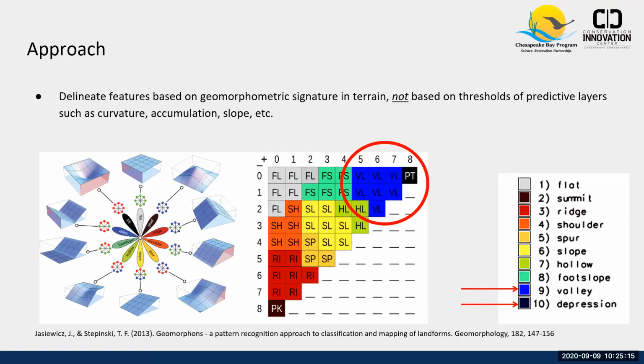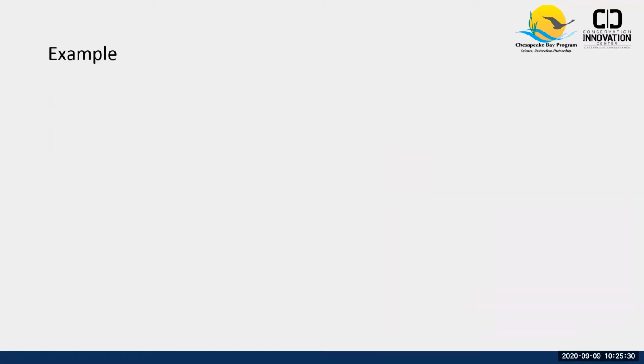So there can be anywhere between 5 to 7 pixels higher and anywhere between 0 to 2 pixels lower than the focal pixel to be classified as valley. And then I'll show you here on the next slide how this looks in practice.